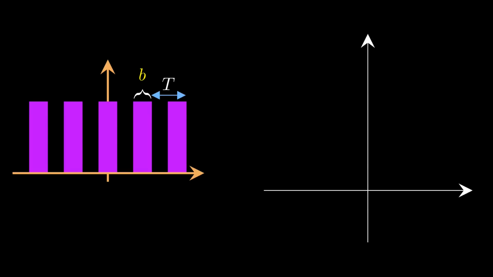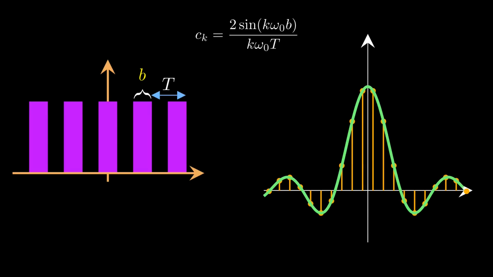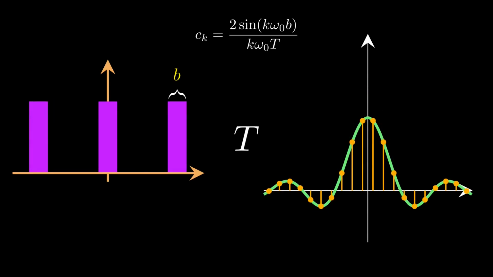The Fourier series of this signal consists of upward and downward bars. These are obtained from the Fourier series formula. If we connect the ends of each bar, we will see an envelope that resembles a sinc function. How does the period of the signal affect the shape of the envelope? It turns out that the longer the period is, the smaller the peaks are.